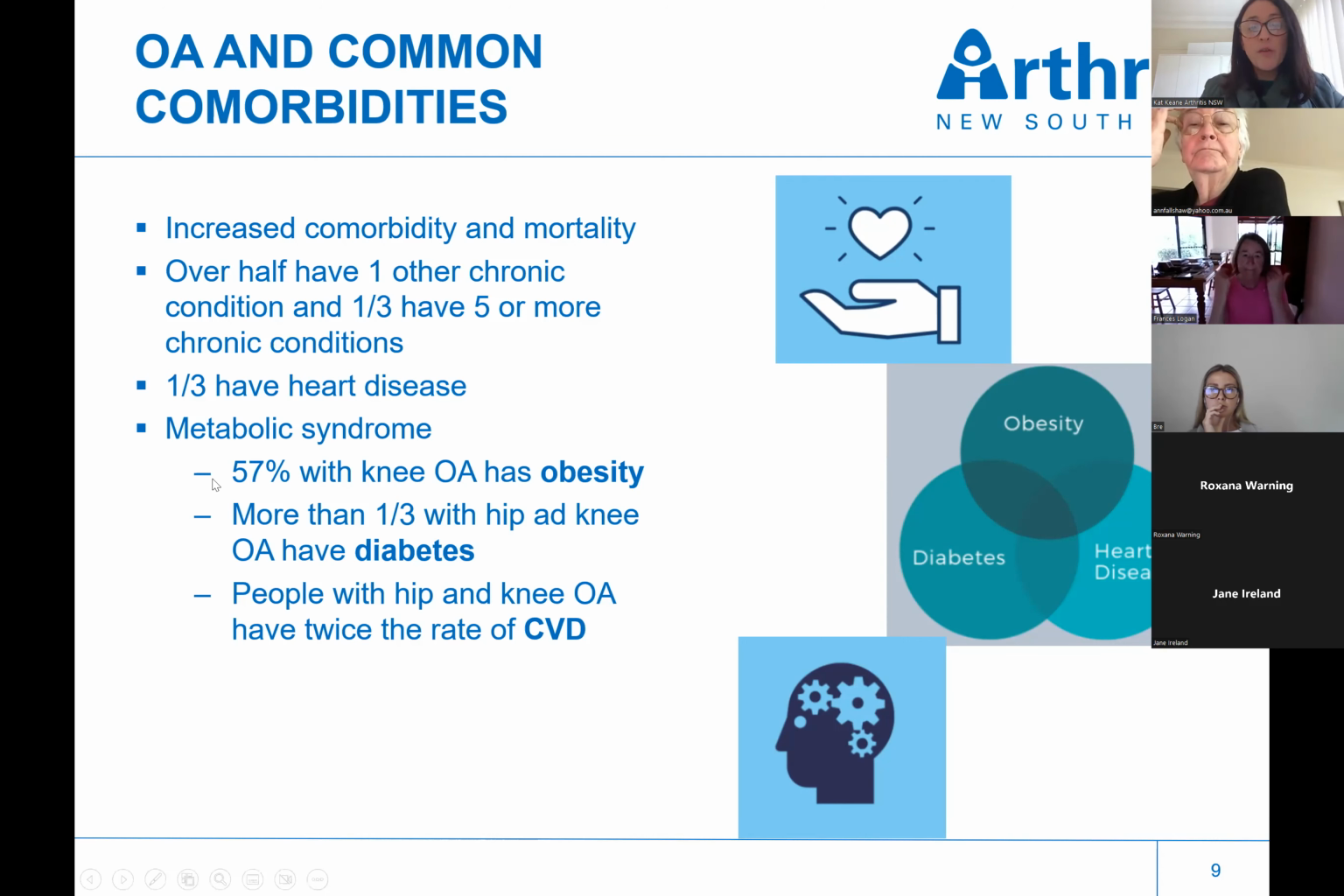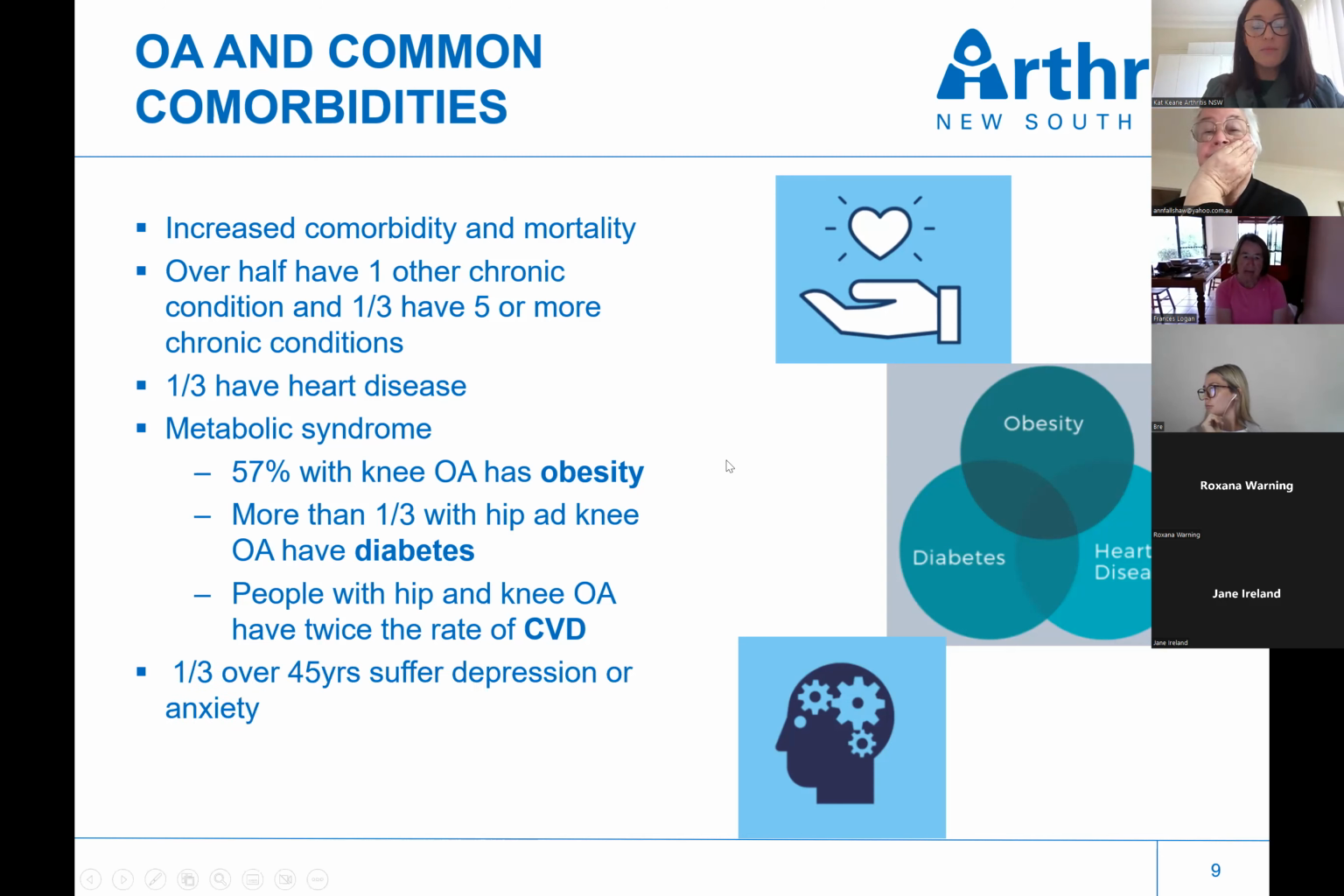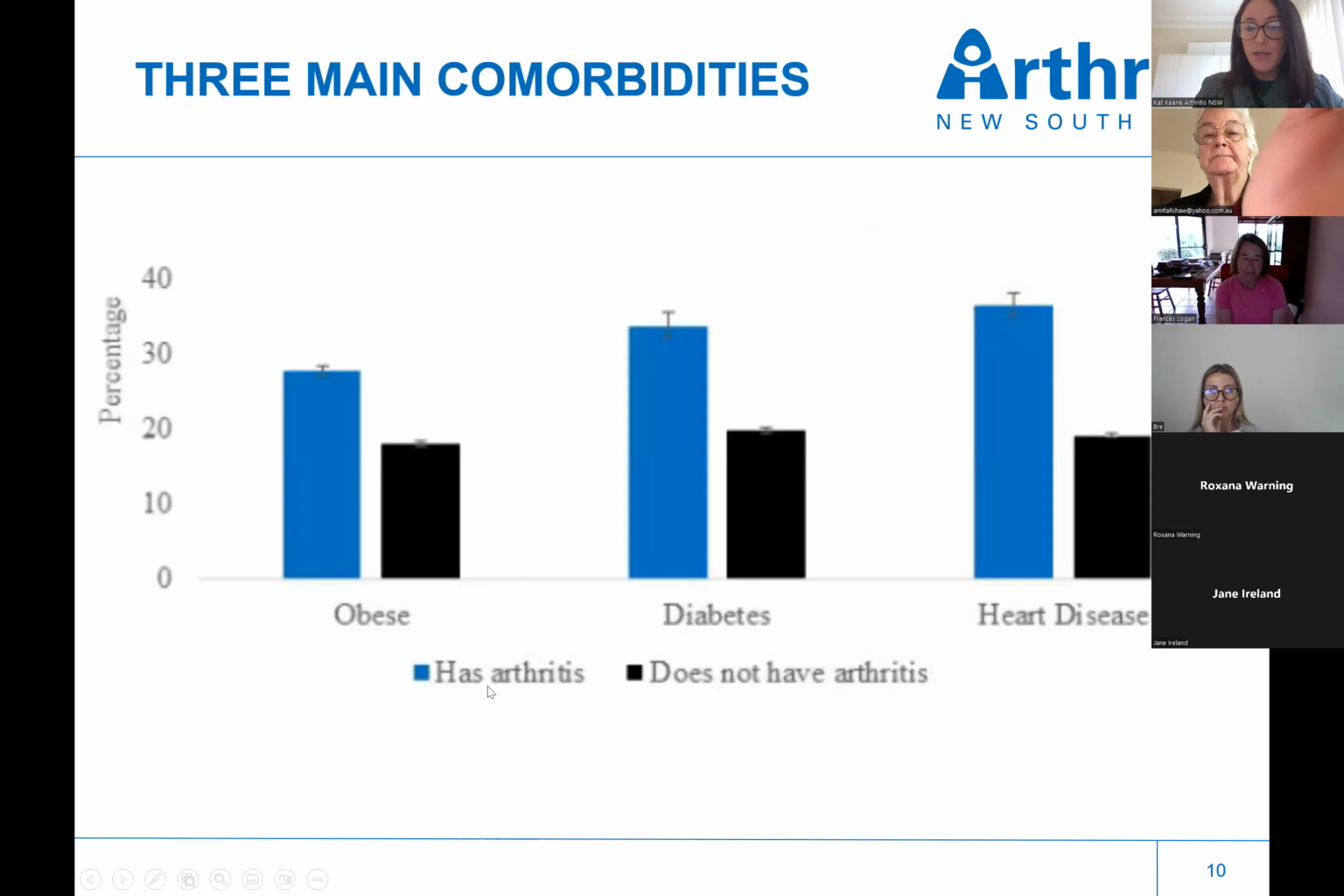So 57% of people with knee osteoarthritis present having obesity or overweight. More than a third of people with hip and knee OA have diabetes, and people with hip and knee OA have twice the rate of cardiovascular disease. A third of people over the age of 45 with osteoarthritis also suffer from depression and anxiety.